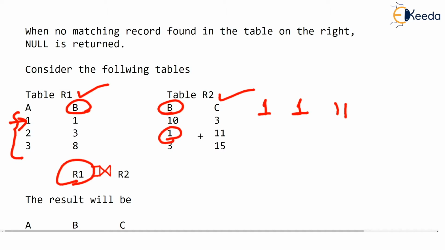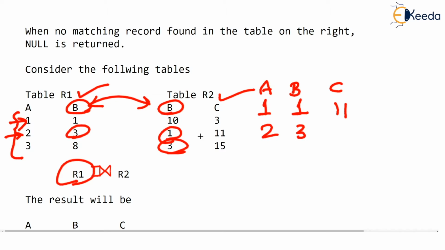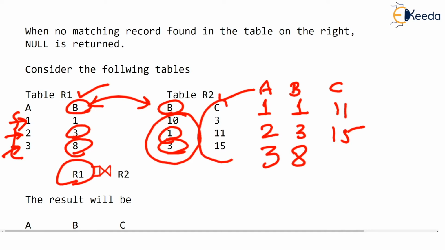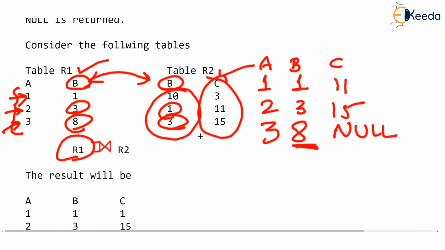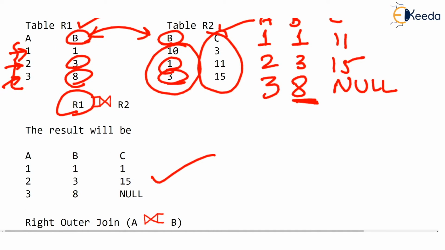Obviously, because this is natural join we are talking about, the common column will be listed only once. What about 2 3? Here a match is found for this B. So the result is 2 3 15. What about 3 8? Unfortunately, this 8 is never found here under the B column. But still 3 8 will be listed, and this C of R2 will be shown as null. That means for this value of 8, there was no match found in the right hand side table. And that's the result that has been shown. I hope you have understood left outer join very well.